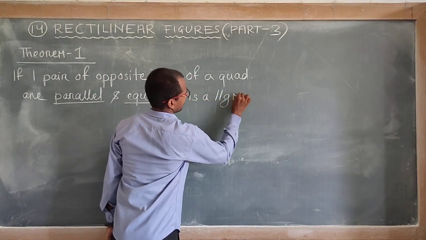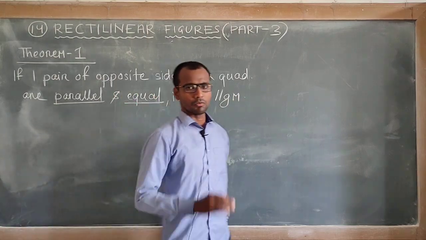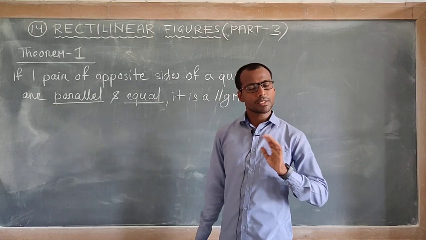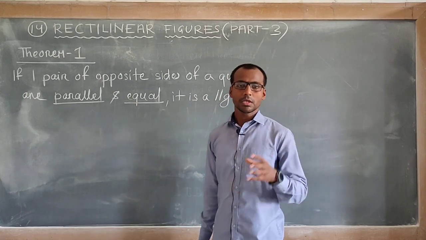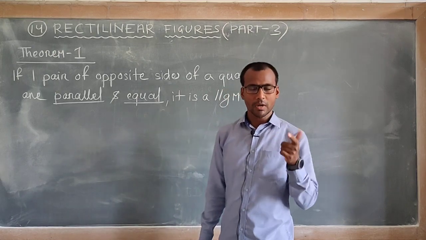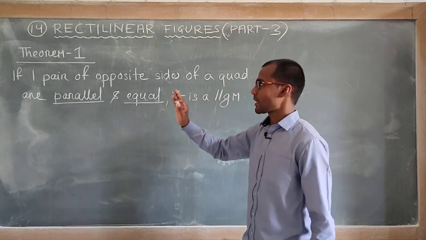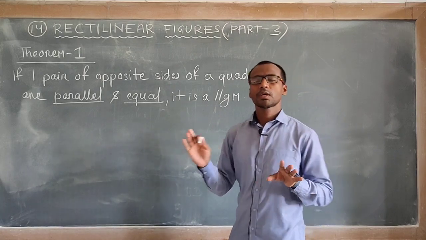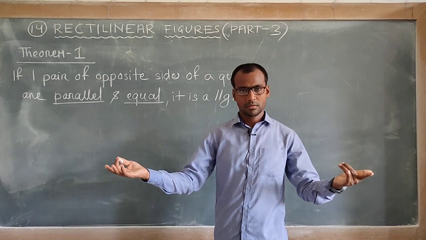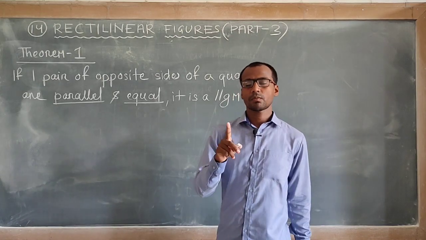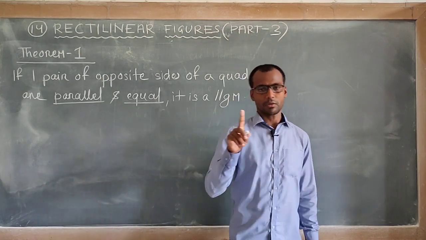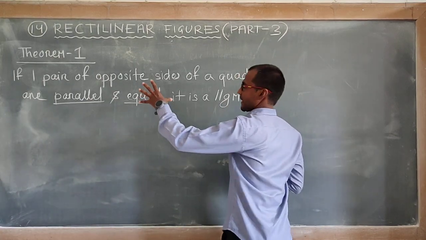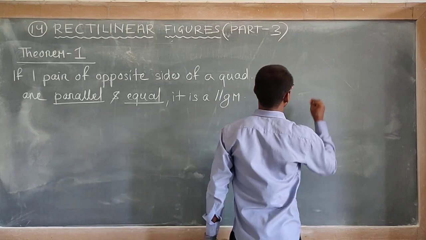it is a parallelogram. What is the actual definition of a parallelogram? It is a quadrilateral in which opposite sides are parallel to each other. But this is a theorem using which we can prove that a given quadrilateral is a parallelogram. What is the theorem? If one pair of opposite sides are parallel and equal, nothing will be given about the other pair, simply one pair of opposite sides will be parallel and equal, then it will be a parallelogram. So let us draw, satisfying this theorem condition.